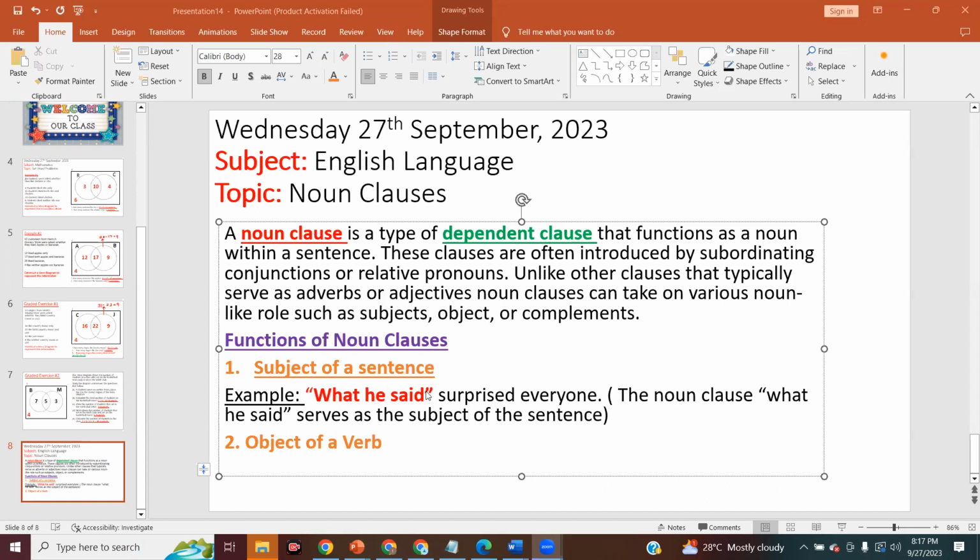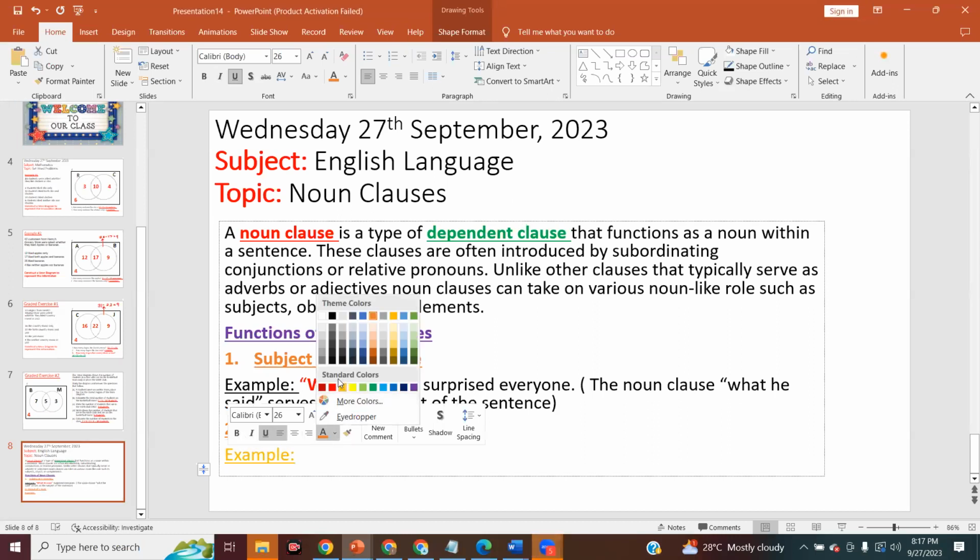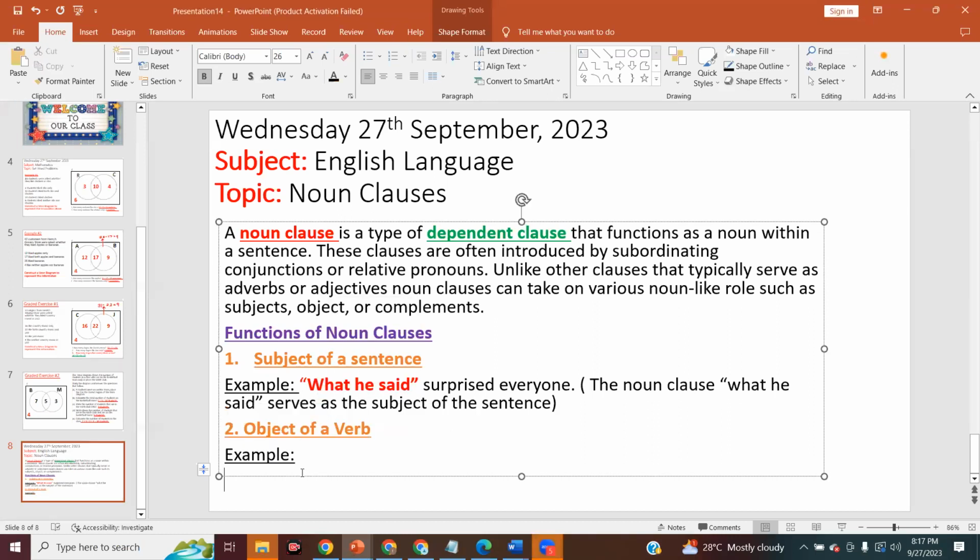All right. So the object of a verb is what the noun clause can be. So let me give you an example. So this one says, Mr. Batiste, you could do it. We could do it on the screen.